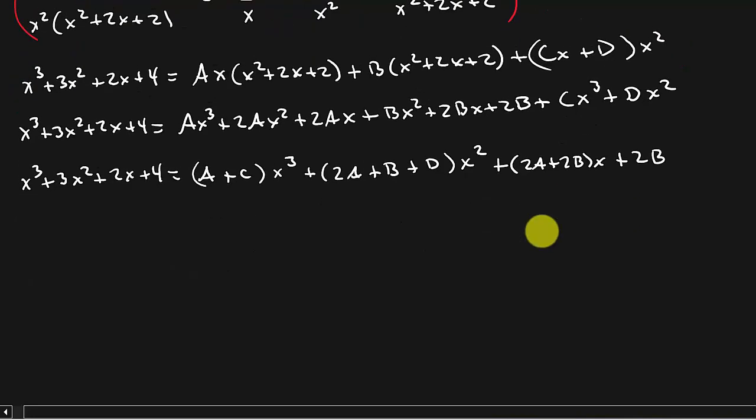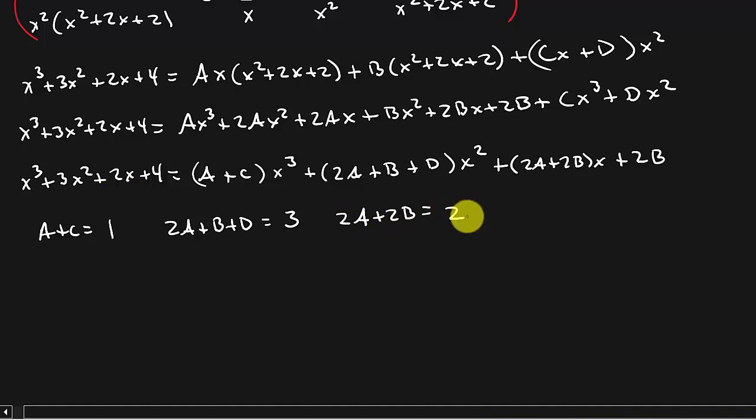All right. So now we've got a plus c equals 1. See, the coefficient of x cubed is 1. And then I've got 2a plus b plus d. It has to equal 3. And then I have 2a plus 2b. That has to equal 2. And then I have 2b has to equal 4. And so here, b is equal to 2.